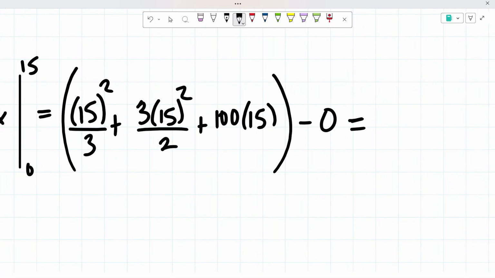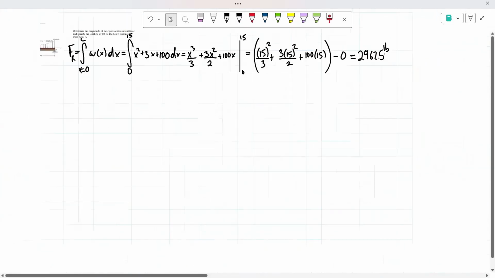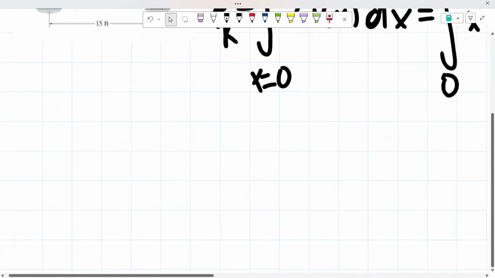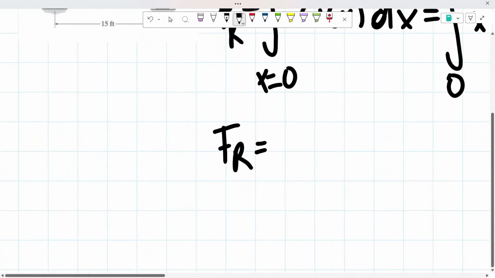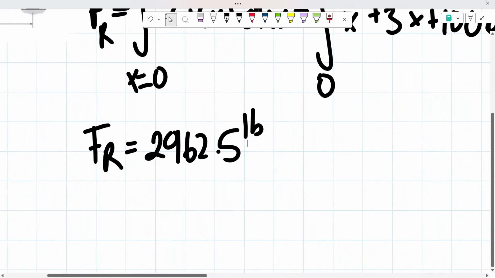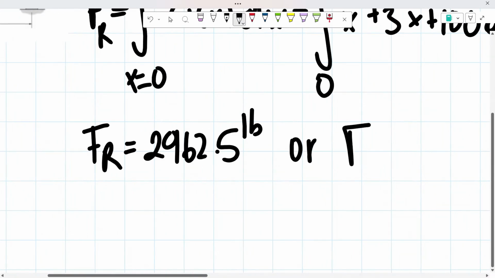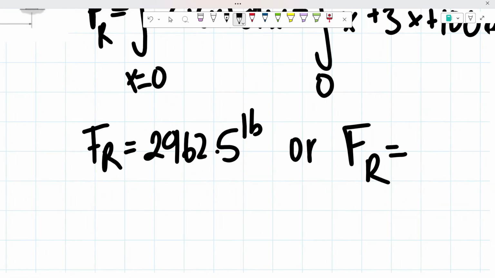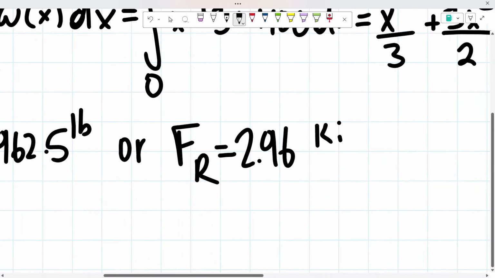And that should give you 2,962.5 pounds. So we could put the resultant force is equal to 2,962.5 pounds. Or remember that 1,000 pounds is equal to a kip. Or we could rewrite that resultant force to 2.96 kips. And remember that this force is acting downwards.